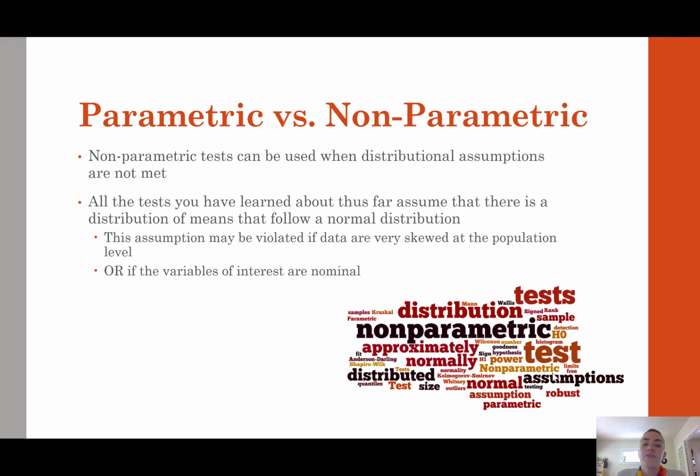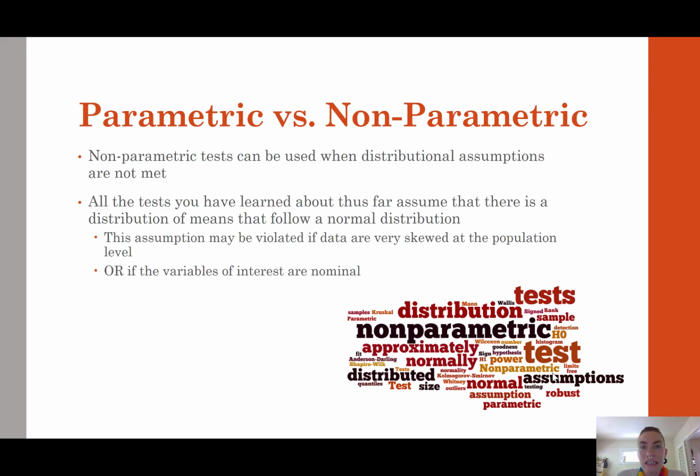And again, all the tests that we've learned about so far do assume that there's a distribution of means that follow a normal distribution or a t-distribution. This assumption can be violated under certain conditions. And the one that I'm going to talk about today is the case in which your variables are nominal. So if you're conducting a research study and you're interested in nominal or categorical variables, then they can't follow any sort of distribution, right? You don't have scores on a nominal variable that you could plot along a distribution.